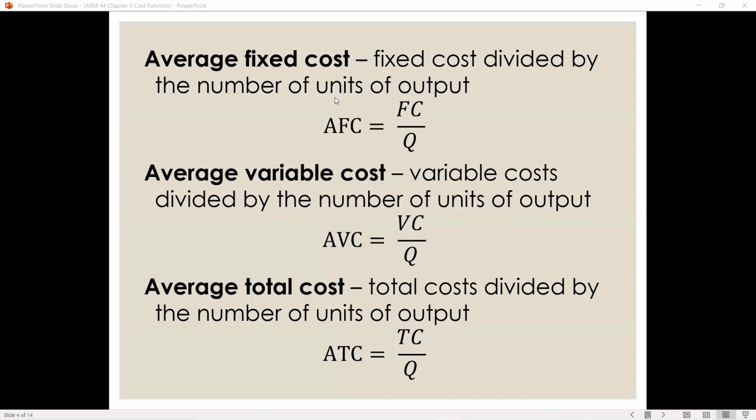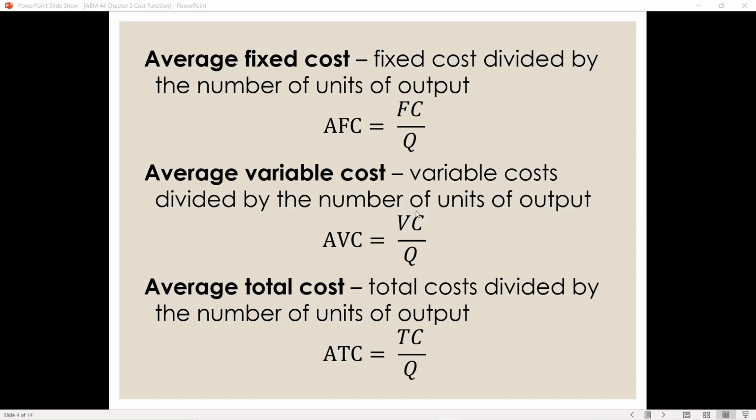Next is the average fixed cost. This is the fixed cost divided by the number of units of output. So it is the average fixed cost for each unit of output being produced. Here you just need to divide the fixed cost by its quantity. That's AFC.